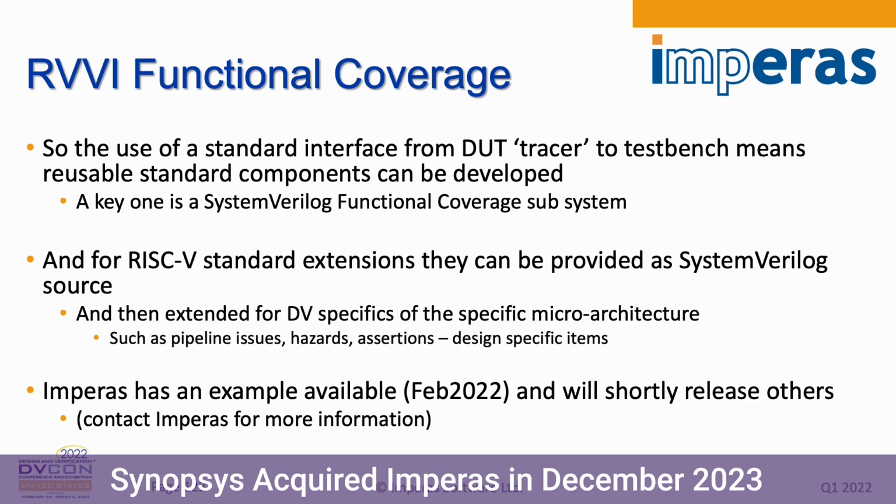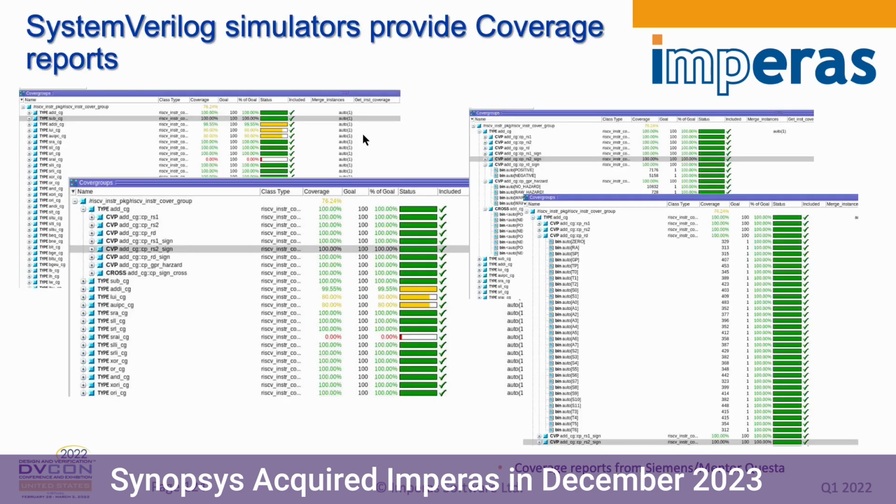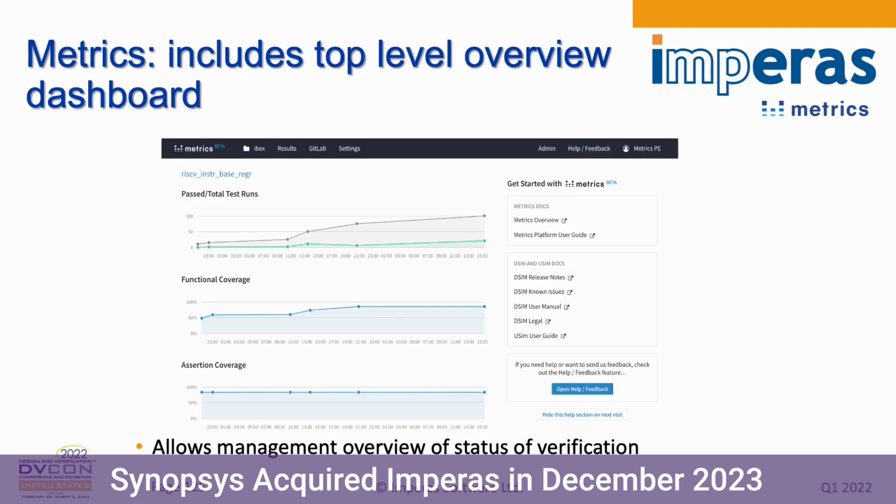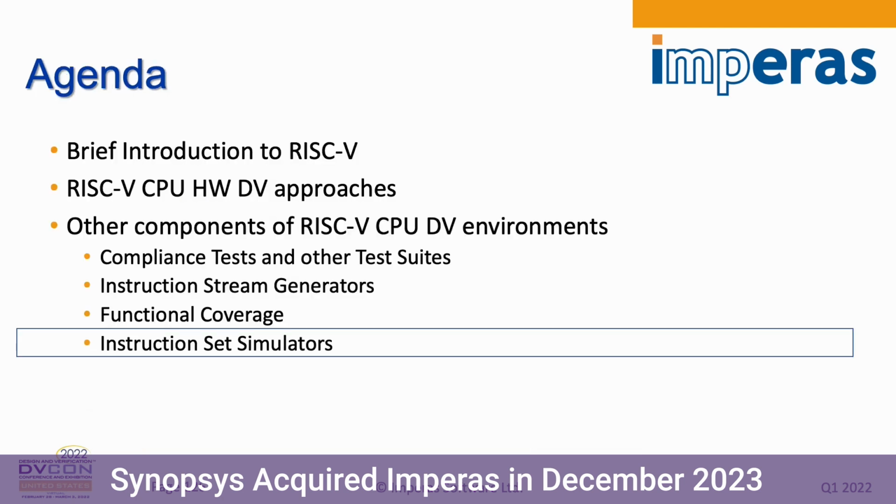And of course, once you've got SystemVerilog coverage, in the SystemVerilog simulators, they provide coverage reports so you can see exactly what's been going on in your design. And technologies like metrics allow you to measure that and see the status over time as things are evolving. So you can actually see how the quality is improving, getting up to the goals that you have in your verification plan.